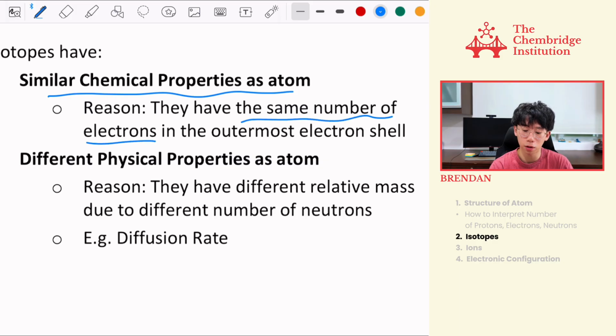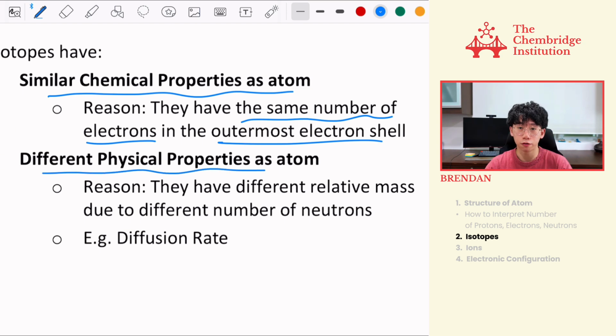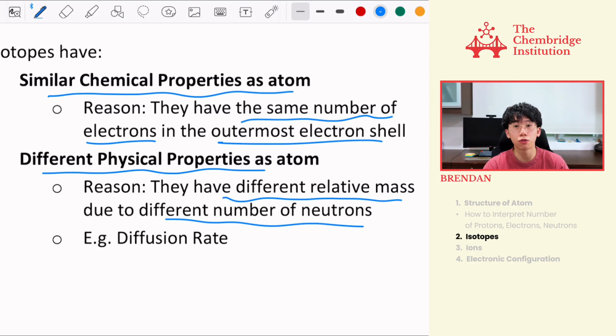Because they have the same number of electrons in the outermost electron shell. However, they tend to have different physical properties from the atom itself because they have a different relative mass due to the different number of neutrons, and our physical properties tend to be affected by the relative mass. For example, the rate of diffusion, as we have learned in kinetic particle theory, is affected by the mass.